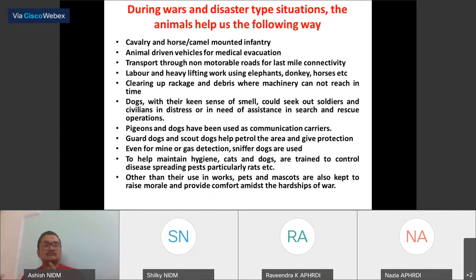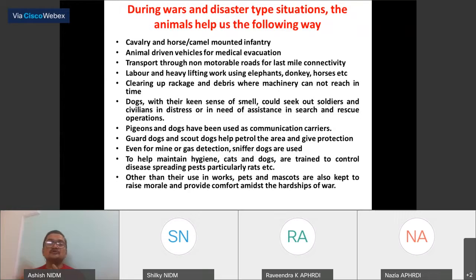And also, I talked about wars or any crisis kind of situations. Animals help us like anything. You talk about cavalry, you talk about horse, camel mounted infantry. Animals are used. Then animal-driven vehicles are very common for medical evacuation, because in the zones of war you won't find very good highways, very good roads. So only animal-driven vehicles will be useful there.